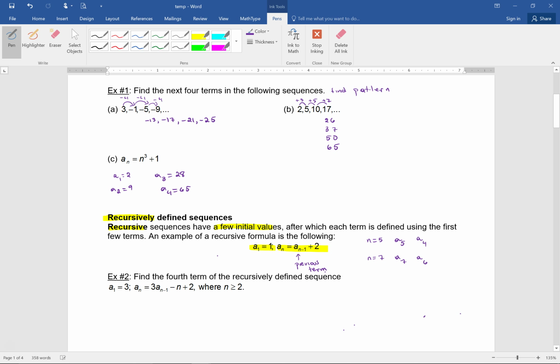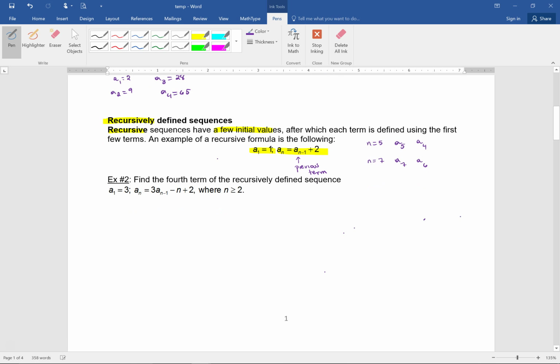Okay? All right. So look at this one. It says to find the fourth term. Well, the fourth term means you want A4. Well, what is A4? It's 3 times A3 minus 4 plus 2. So basically, if you want A4, you have to use the previous term A3. If you want A9, you have to use the previous term A8, and so on.